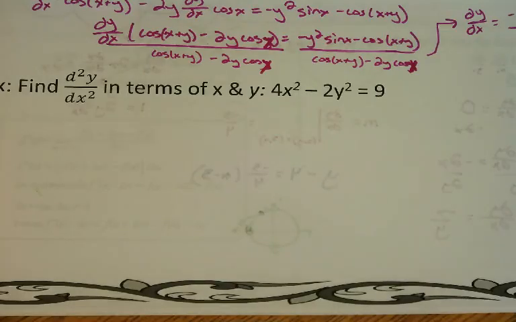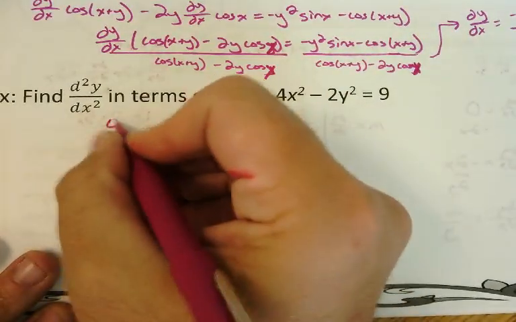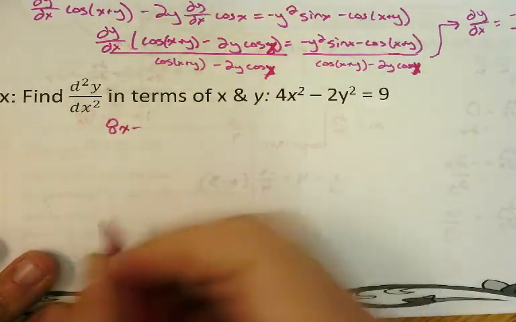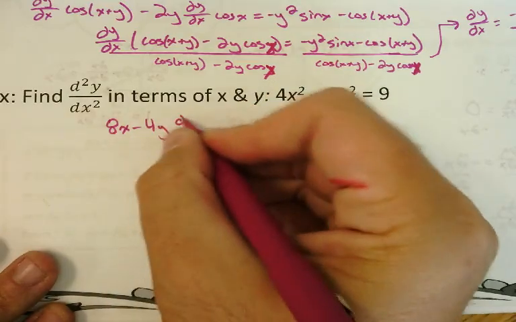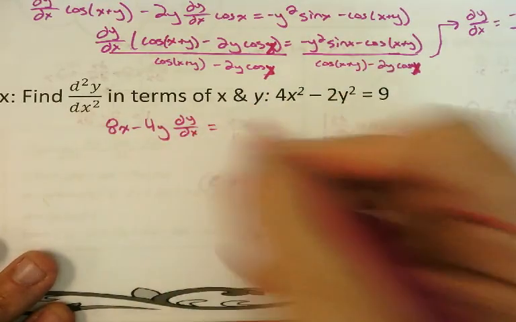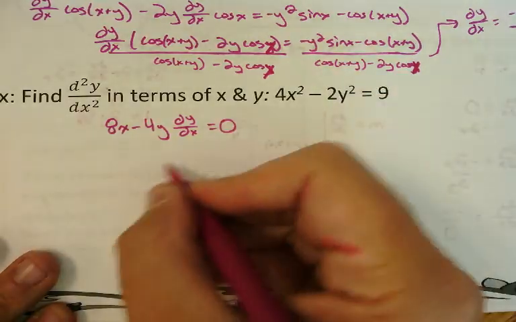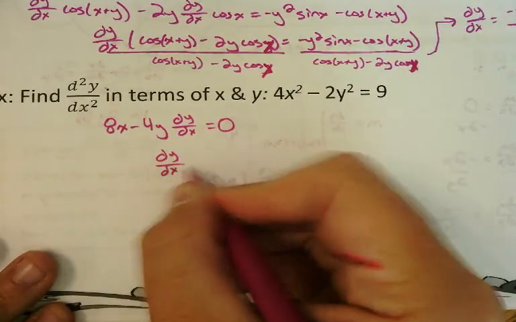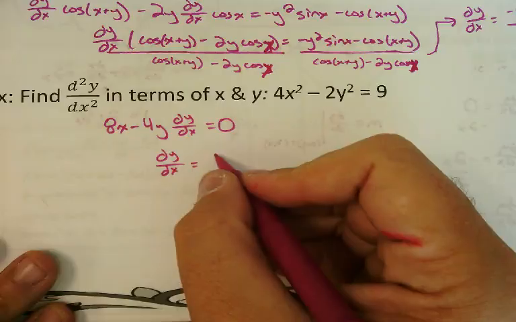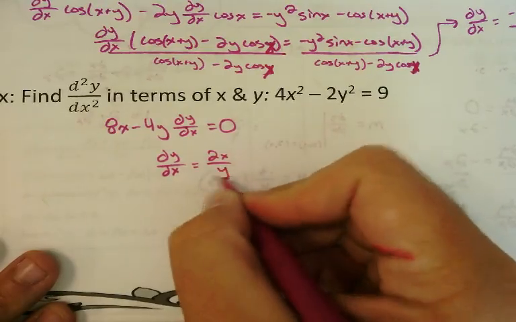So what's the derivative of the left-hand side? 8x plus 4y dy dx equals 0. And we can handle this, right? Dy dx is equal to negative 2x over y. We can handle that.